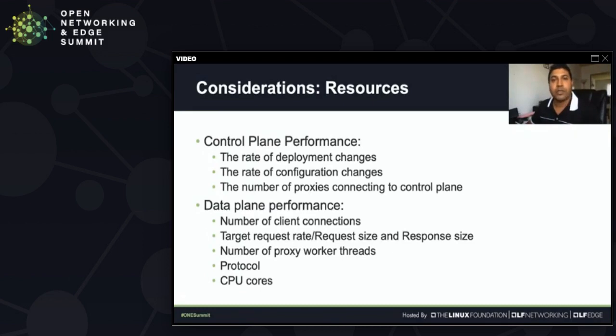The number of Envoy proxies that are connecting to the control plane significantly plays into the resource consumption picture, right? In terms of the data plane, you have the usual suspects: your protocol, your CPU cores, the number of threads that you have, and the number of client connections that these proxies are making. All these things will play into the picture.